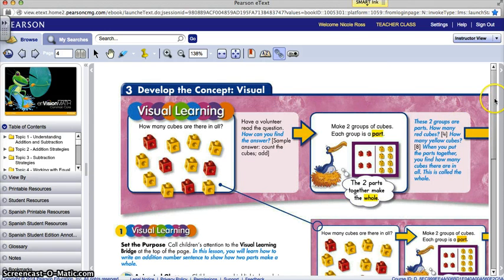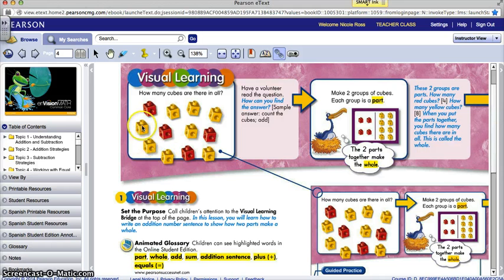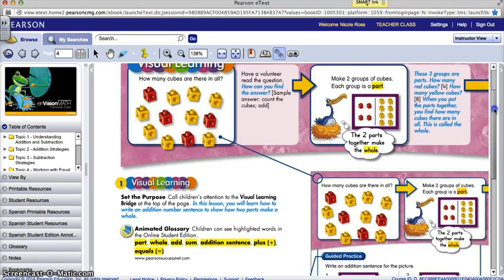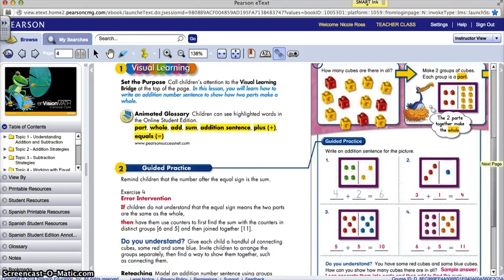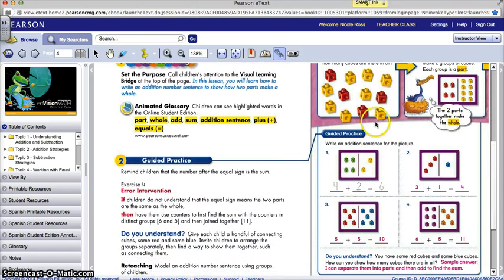Across the top here is the visual learning. Everything that takes part in this visual learning part of the lesson is part of an animated video clip that you will find at the Pearson's website. After you have watched that with your students, you can move on to the inside portion of the math mat and do a guided practice.